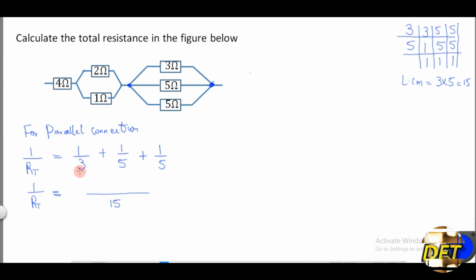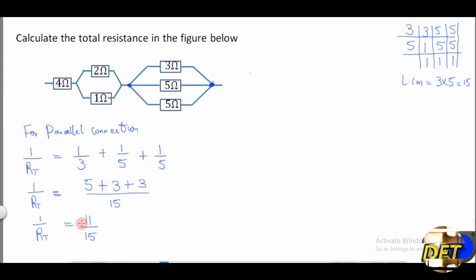So 15 divided by 3 will give me 5. 5 times 1 is 5. So that will be 5 plus 15 divided by 3... 15 divided by 5 is 3, times 1 is 3. So that will be plus 3, plus 15 divided by 5 is 3, times 1 is still 3. So that will be 1 all over R_T, which is the total resistance, is equal to 5 plus 3 plus 3. 5 plus 3 is 8. 8 plus 3 will give me 11. So that will be 11 over 15.